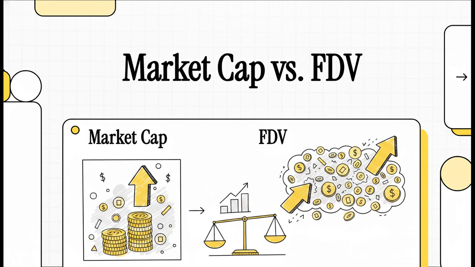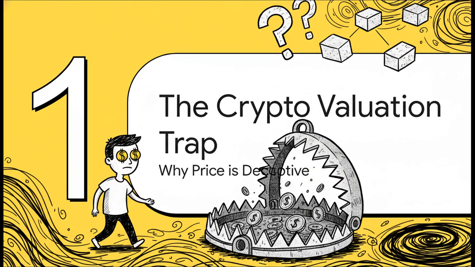We're going to break down the critical difference between two little things called market cap and fully diluted valuation, or FDV for short. You know, there's this really common trap in crypto, and honestly, it has cost people a ton of money. It all comes down to a simple misunderstanding, a mix-up between value and price. But get this wrong, and man, it can lead to some really, really bad decisions.